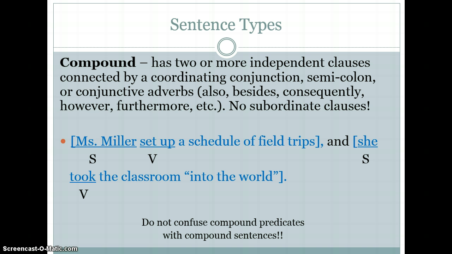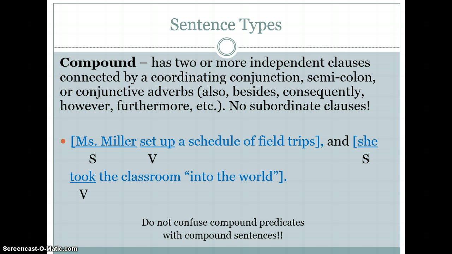So, for example, Ms. Miller set up a schedule of field trips and she took the classroom into the world. So we've got the subject, Ms. Miller, the verb set up. We could stop the sentence right where that comma is, right where that clause finishes, and we'd be good. We have a second clause. She took the classroom into the world. Also, perfectly independent, stands by itself. They're connected by that coordinating conjunction, and that is and.